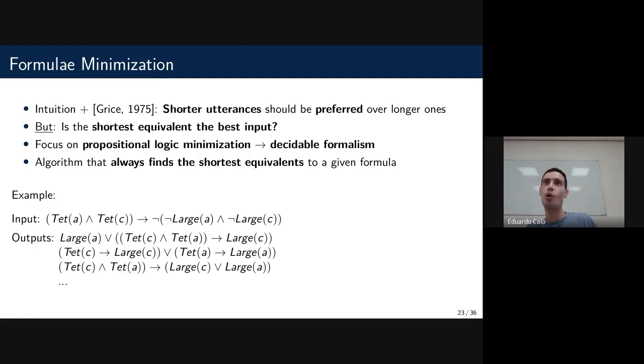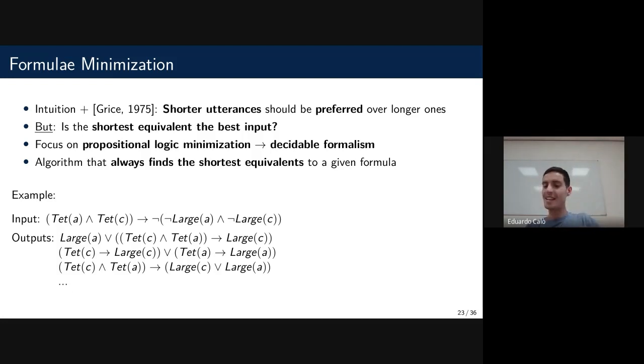So in this case, all these outputs have 1, 2, 3, 4, 5, 6, 7 symbols. You get many outputs because there are a lot of formulas which are equivalent and are the shortest possible equivalents.